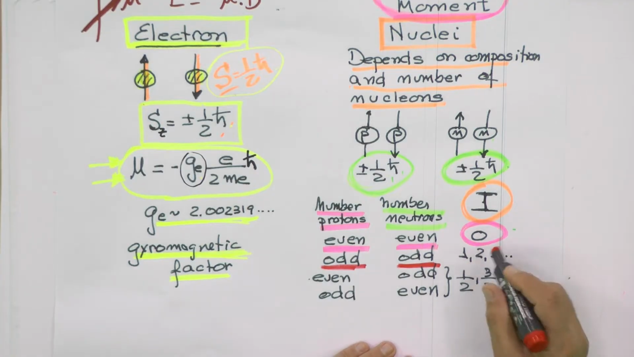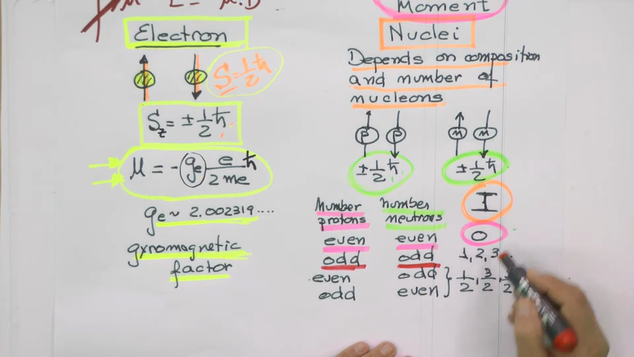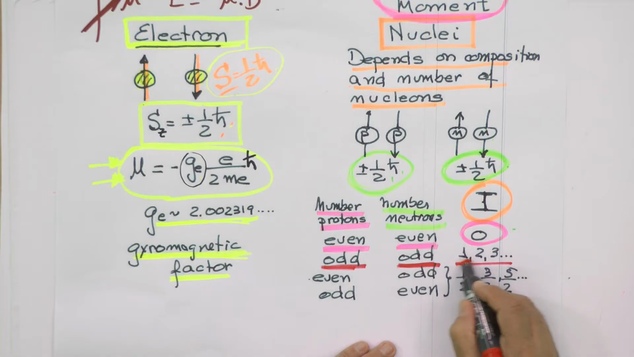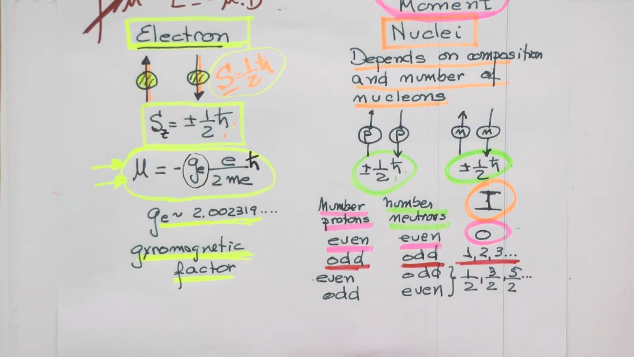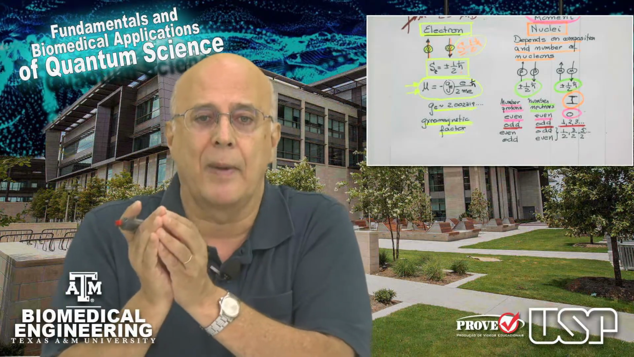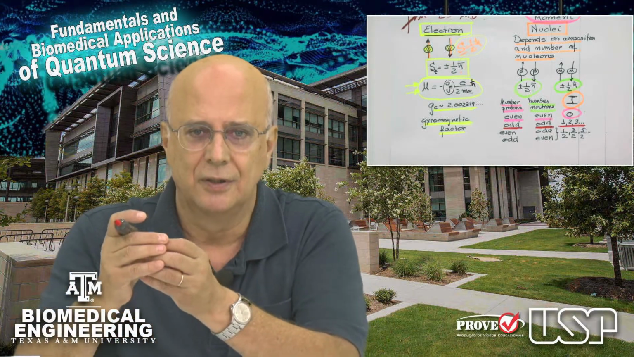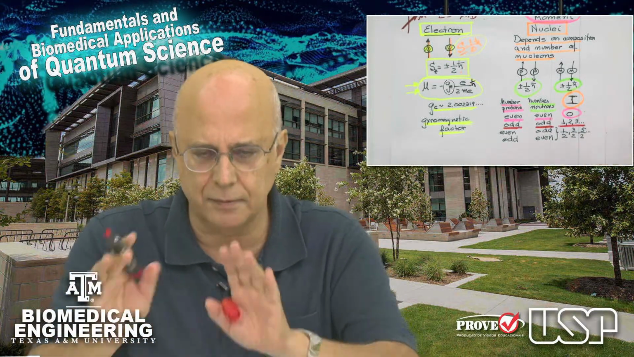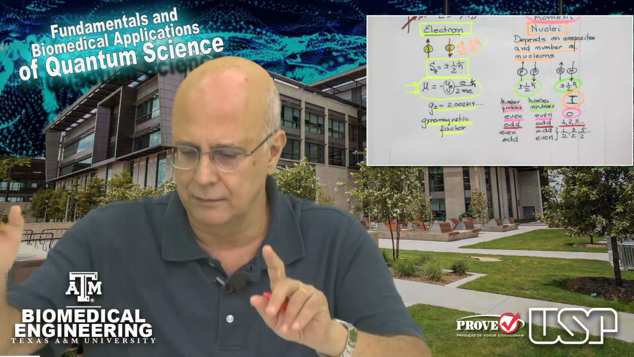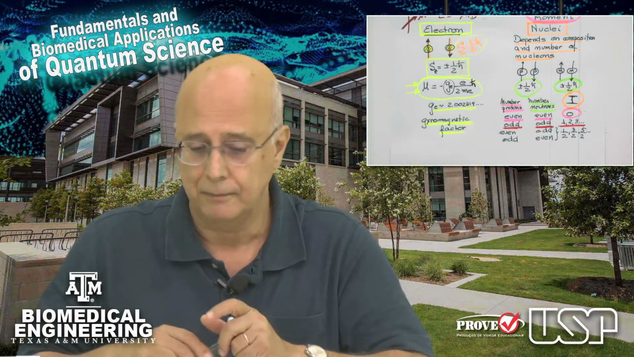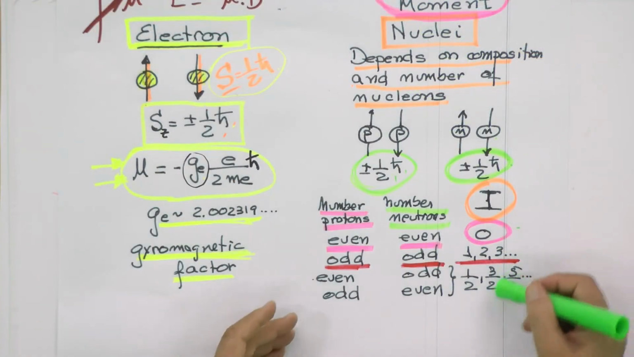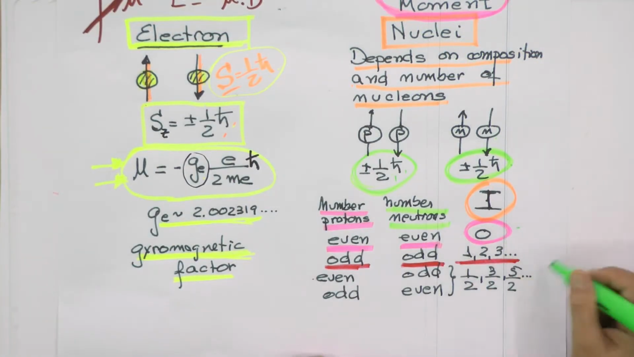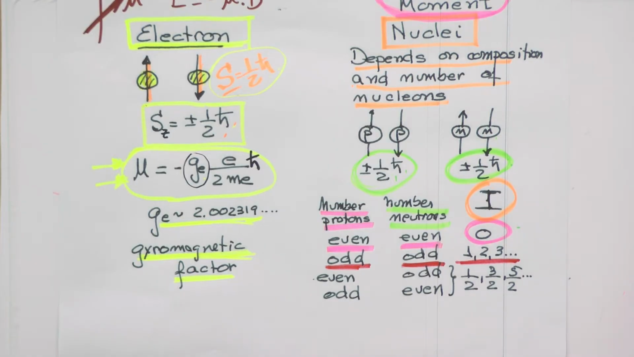Normally, in this case, the total spin of the nucleus will be an integer: 1, 2, 3, 4, 5. Because that's the way that quantum mechanically they compose, right? Always it will be by units of h bar. Of course, this is units of h bar for the total spin, right? I didn't put the unit, I just put the number.